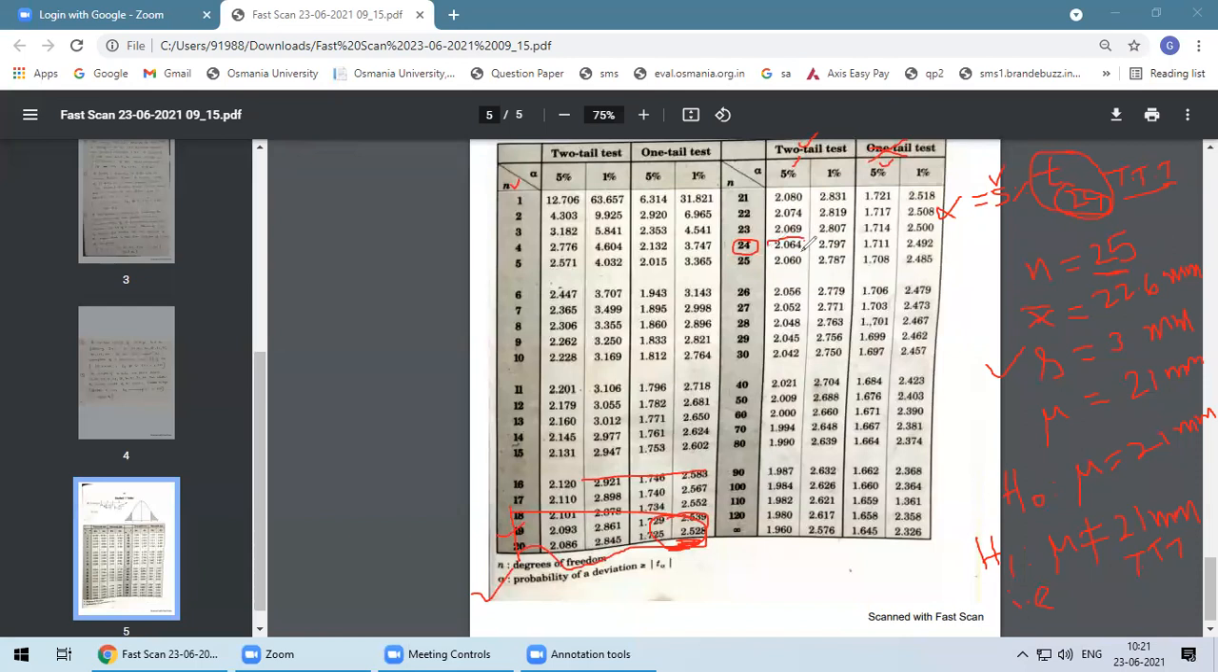So like that, you have to see the table values. Here n means don't take 25. It is the n minus 1 value, that means t24. Two-tail test means this column. 5% means you have to see this column. If it is 1%, you will go for this column. If it is a one-tail test, either right-tailed or left-tailed, no problem, that is called a one-tail test. But in this case, what is the value?